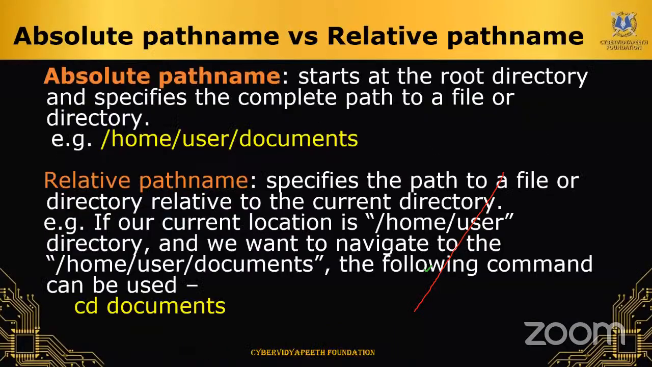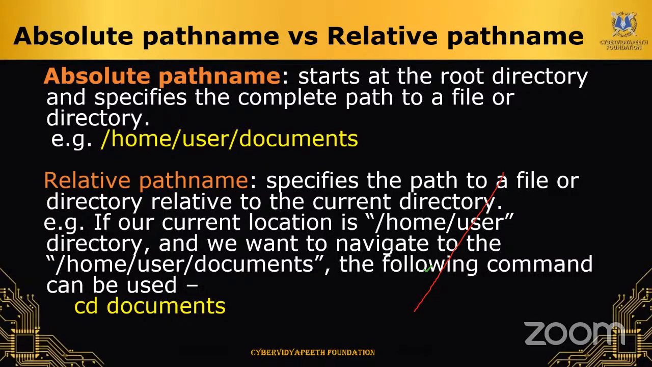Moving ahead, we have absolute path versus relative path. What is an absolute path? An absolute path is the proper, complete path to a file or a directory, starting with the root directory. And a relative path specifies the path to a file or directory relative to the current directory.